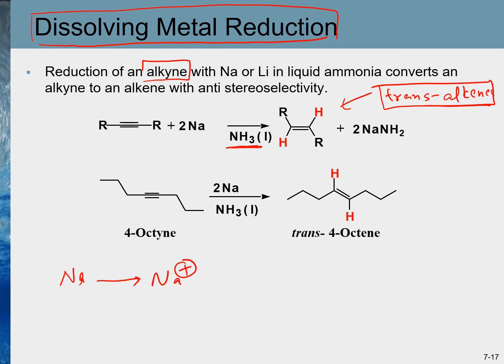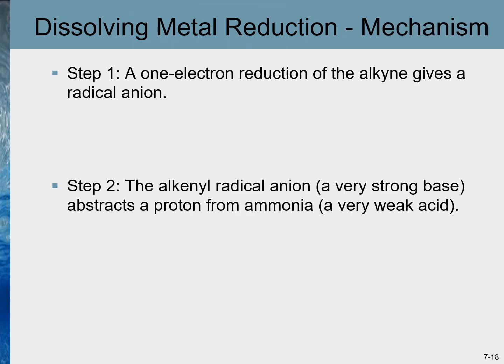The stereoselectivity of this reaction can be explained by the reaction mechanism, which we will learn in the next slide. In the first step of the dissolving metal reduction reaction mechanism, a one electron reduction of the alkyne will result in formation of an alkynyl radical anion. Now, what is an alkynyl radical anion?